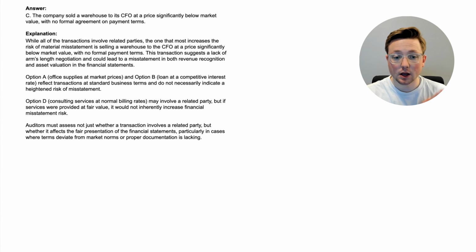Let's talk about the other options. Option A, the one about office supplies at market prices, and option B, the one about a loan at a competitive interest rate, reflect transactions at standard business terms and do not necessarily indicate a heightened risk of material misstatement.